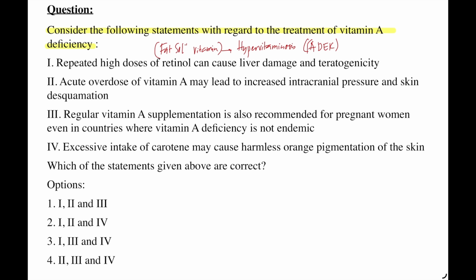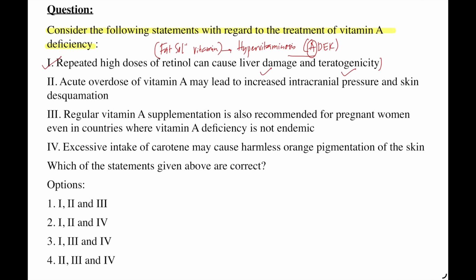Among them, hypervitaminosis A is dangerous because it can cause liver damage and it is also teratogenic. That's why young reproductive women who are taking retinoids for acne or skin problems are advised not to conceive because it is teratogenic. If they prefer to conceive, they should at least stop 6 months before planning pregnancy. So repeated high doses of retinol can cause liver damage and teratogenicity.